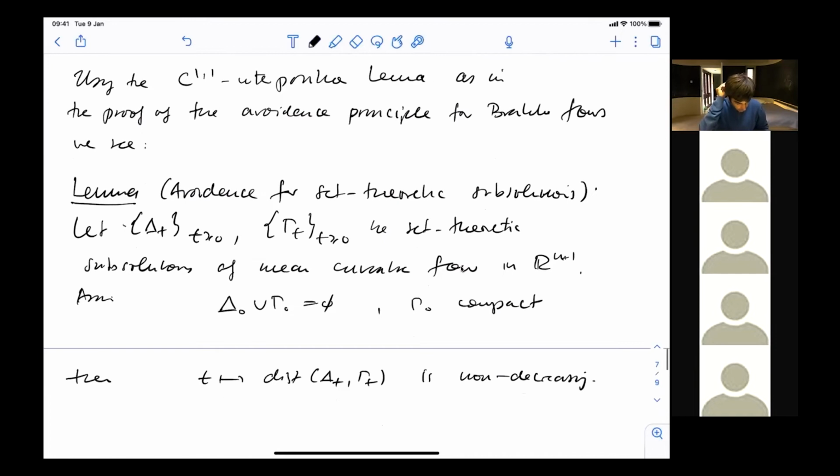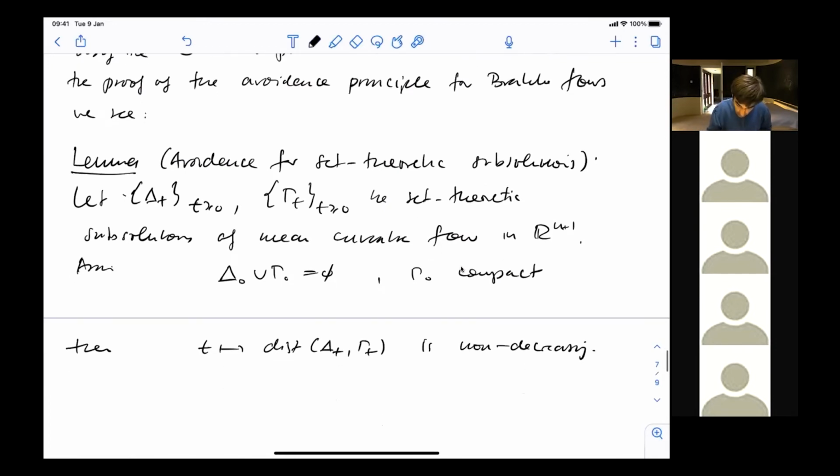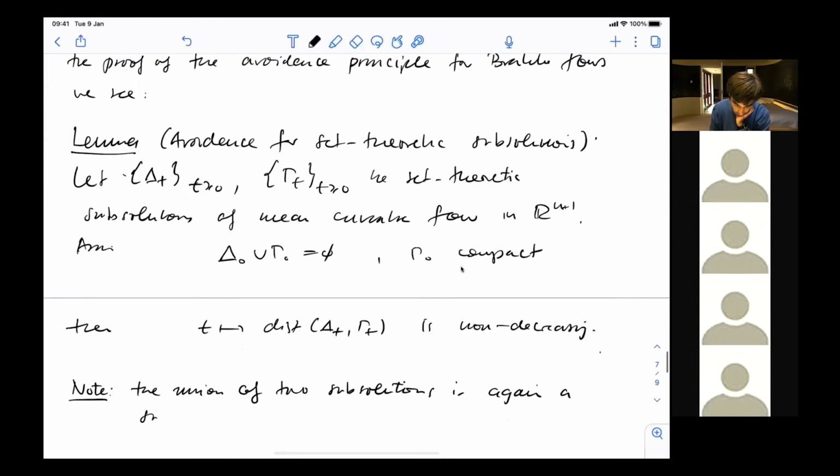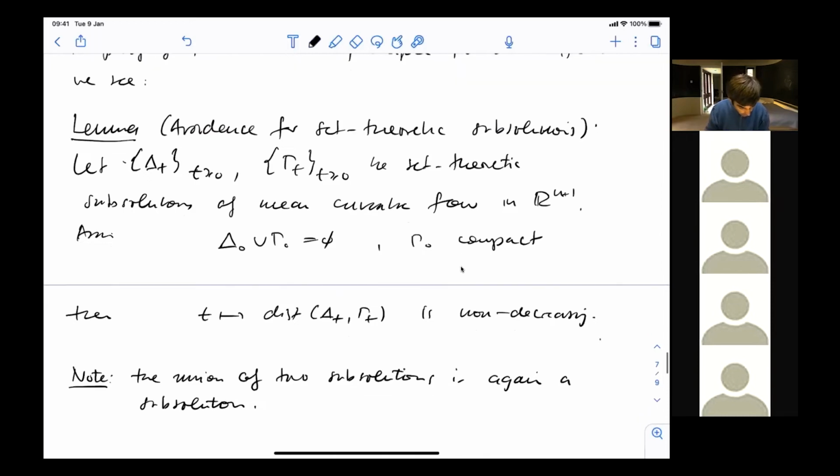Okay, so this is nice, huh? Now, that's what we get. Here's a little note. See, if you take the union of two subsolutions, that's again a subsolution. Note, the union of two subsolutions is again a subsolution. That's like for the Laplace equation: if you have two subsolutions, you take the maximum of the two, then this is again a subsolution. Here's the same thing.